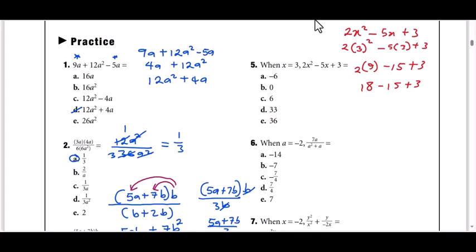Okay, at this point we'll talk about order of operation. So we'll have to subtract before adding from left to right. So subtracting 18 minus 15 is 3. 3 plus 3 gives us 6. And our right option here is C.